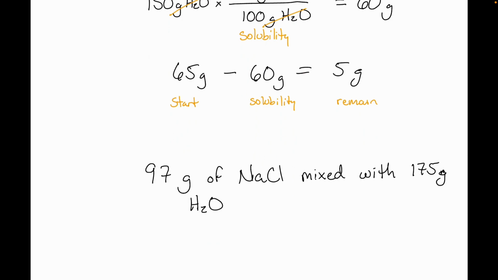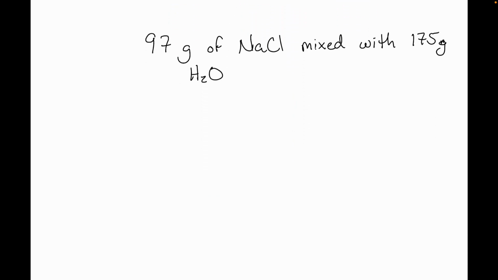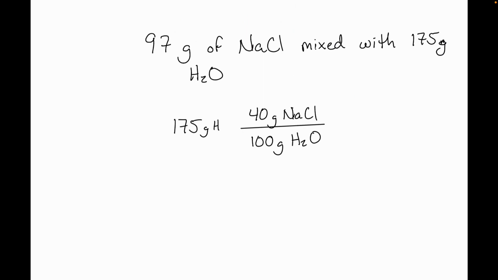So again, I'm going to have to figure out what my new solubility is, my new threshold, because I have my original, the thing that I looked up, 100 grams of NaCl into 100 grams of H2O. In order to figure out my new threshold, I'm going to have to multiply that by my 175 grams of H2O. So this tells me that 70 grams of sodium chloride would be able to dissolve in that 175 grams of water.